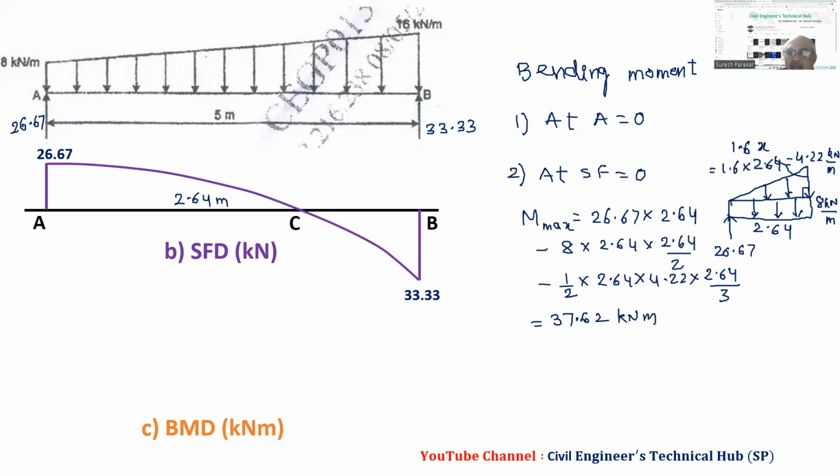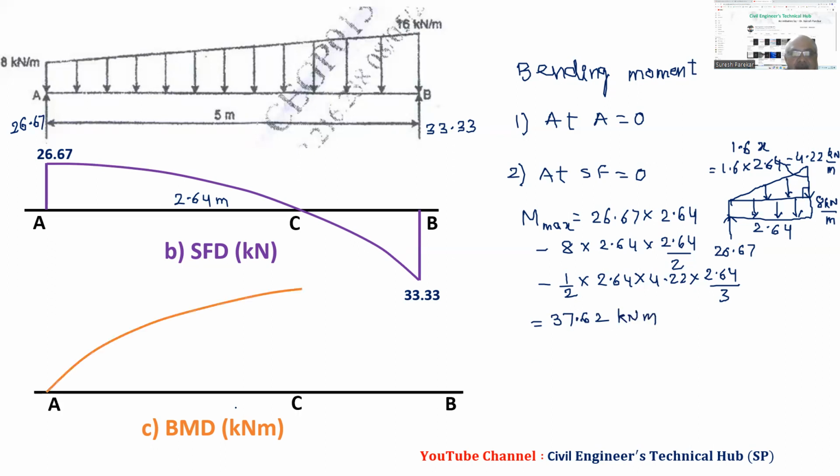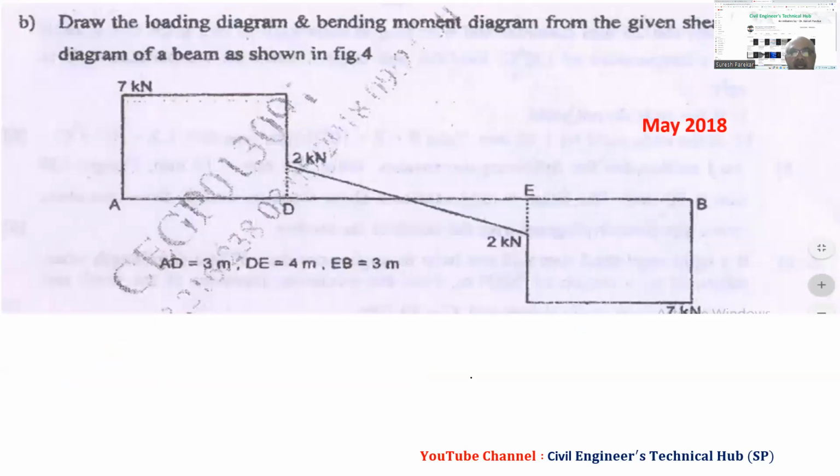kilonewton meter. Now here you can see this value is 37.11, so here I have rounded up these values. I have taken this 4.22, and likewise, actually this is 4.224. If we take this value, then this value comes to 37.11 kilonewton meter. And likewise, we can find it for UVL also.